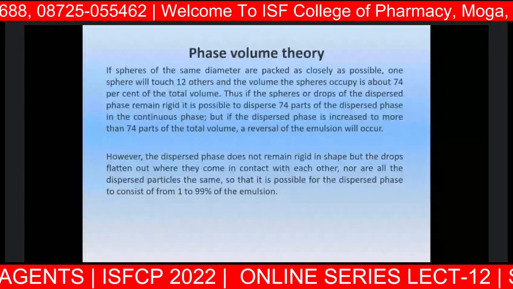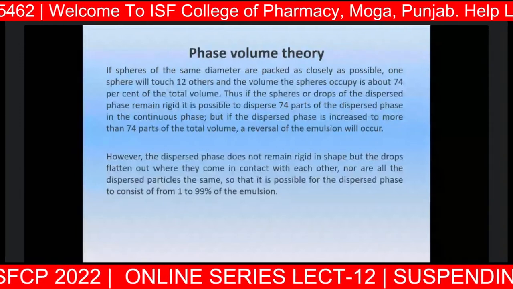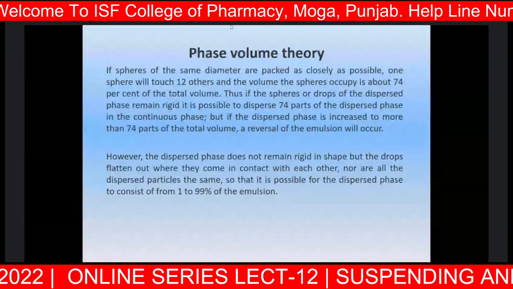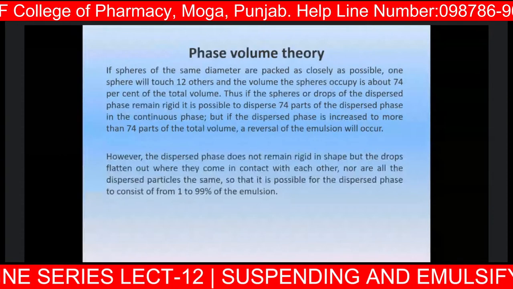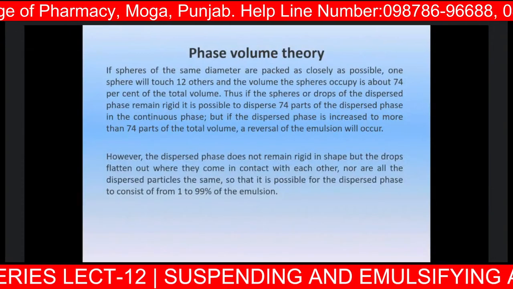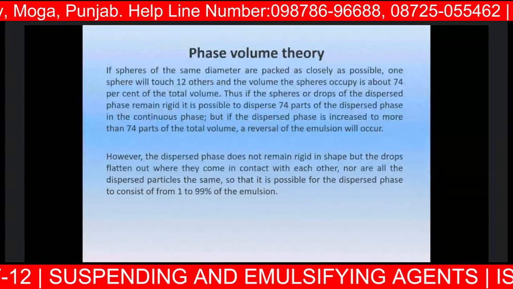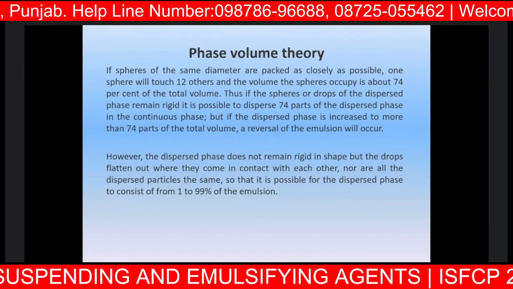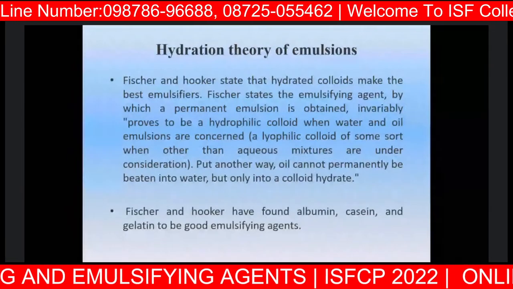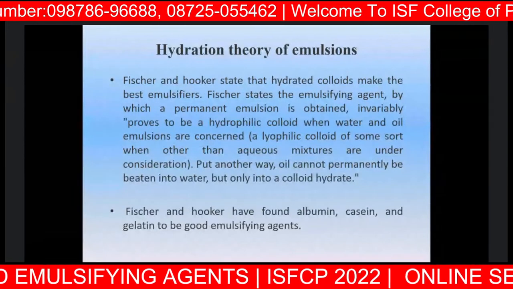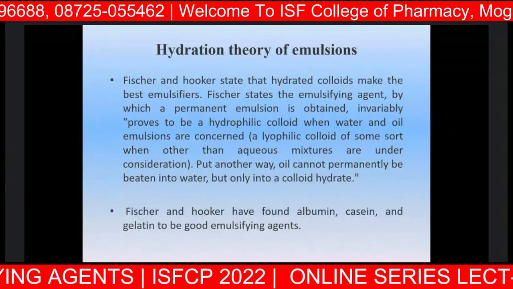And the second is the phase volume theory. Spheres of small diameter are packed as closely as possible; the spheres occupy about 74% of the total volume and remain rigid. It is possible to disperse 74 parts of the dispersed phase in the continuous phase. If the dispersed phase is increased to more than 74 parts of the total, this is called the phase volume theory.